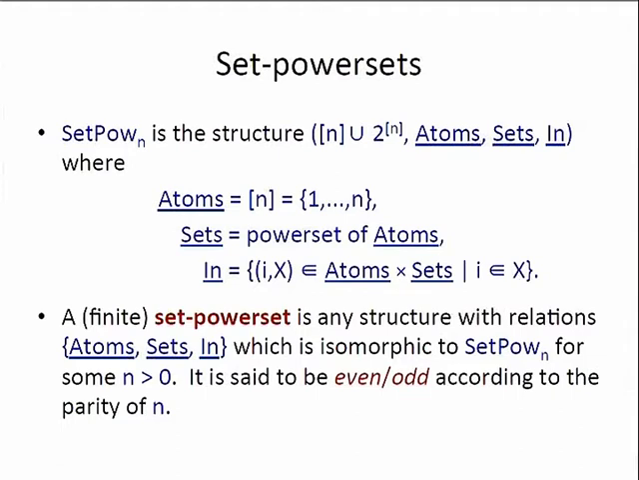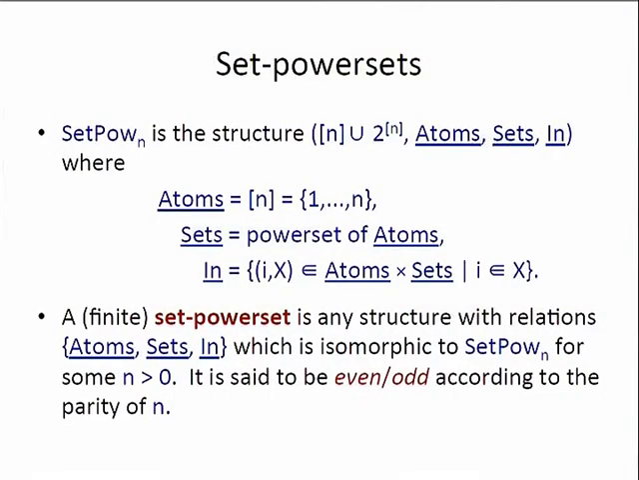So that's SetPow_n. In general, a finite set power set structure is any structure which is isomorphic to SetPow_n for some n. And we'll say that the structure is even or odd according to the parity of n, the number of atoms in the structure. So the structure has atoms and sets, and then the set membership relation between those two sorts.